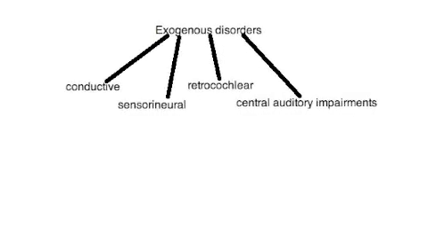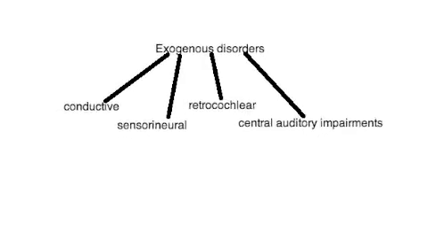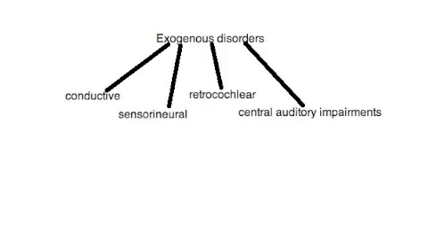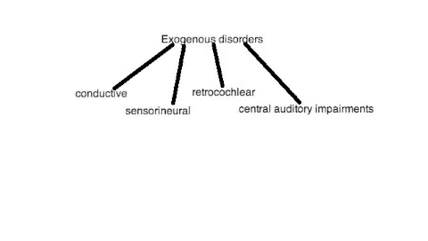Exogenous disorders are classified in 4 different groups: conductive disorders, sensory neural disorders, retrocochlear disorders, and central auditory impairment. A conductive disorder occurs at the outer and middle sections of the ear.